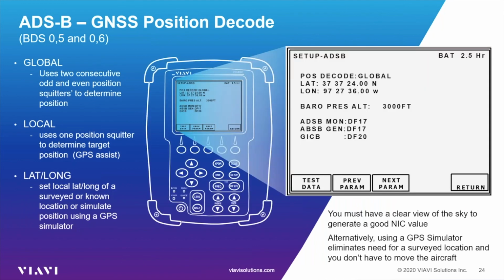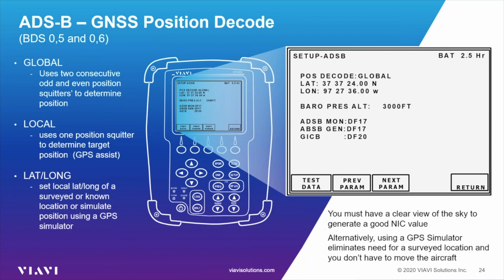So going back to other things to look out for when you're testing ADS-B installations. The aircraft GPS needs to have a clear view of the sky or the GPS constellation to generate a good horizontal protection limit NIC value. Normally, testing results inside a hangar are not acceptable due to satellite blocking and multipath.